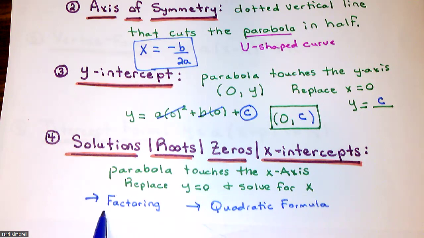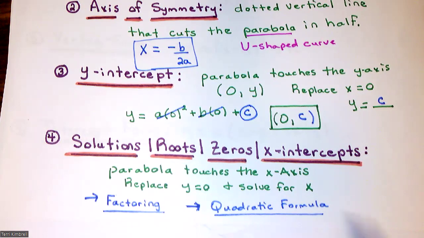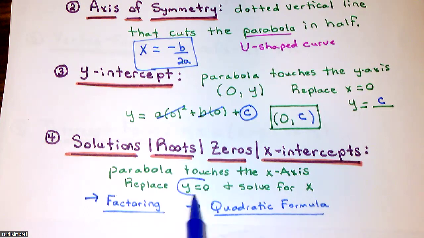So those are some things to think about that will help you. I would always first try factoring. And if factoring doesn't work, then go to your quadratic formula. And with both of those, you're going to replace y with 0 and solve for your x.